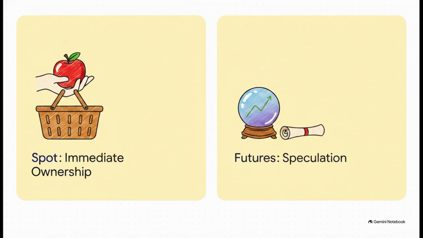Futures, however, are an entirely different beast. With futures, you aren't actually buying the asset itself. You're entering into a contract. You're effectively betting on where the price of that asset is headed in the future. So spot is all about ownership, while futures are about pure price speculation. And surprisingly enough, futures actually account for the vast majority of all crypto trading volume today.